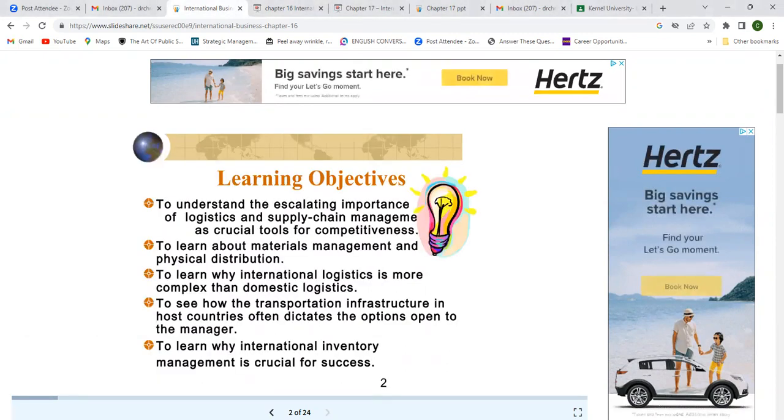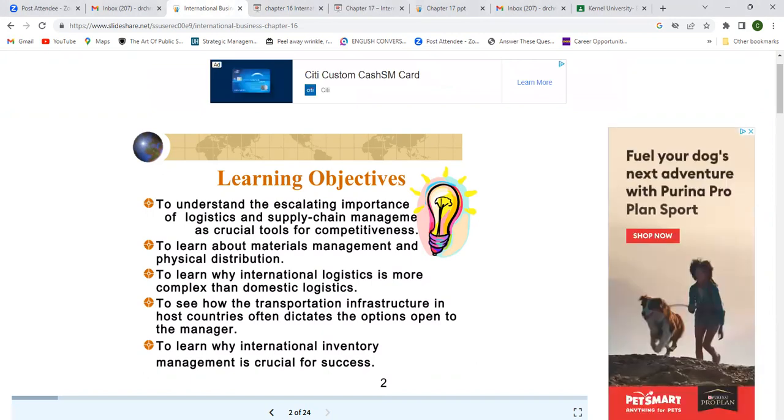The learning objectives are to understand the escalating importance of logistics and supply chain management as crucial tools for competitiveness. We're going to learn about materials management and physical distribution, to learn why international logistics is more complex than domestic logistics, and to see how transportation infrastructure in host countries often dictates the options open to the manager. And to learn why international inventory management is crucial for success.